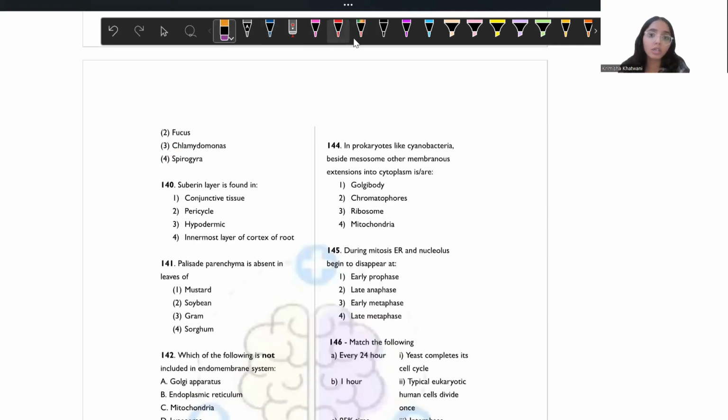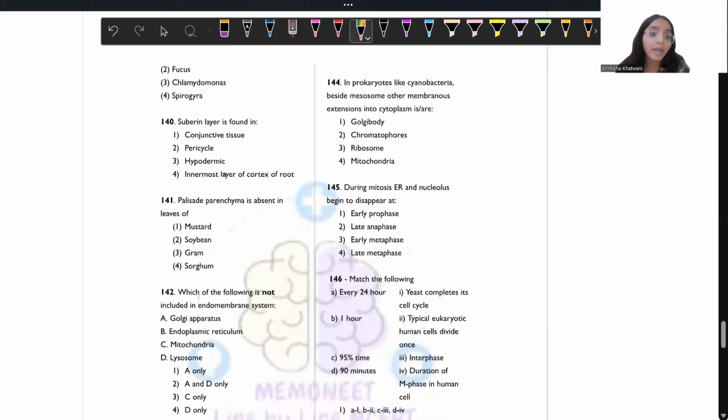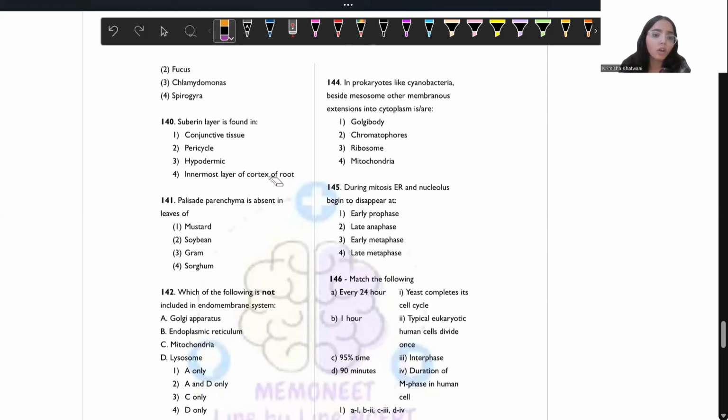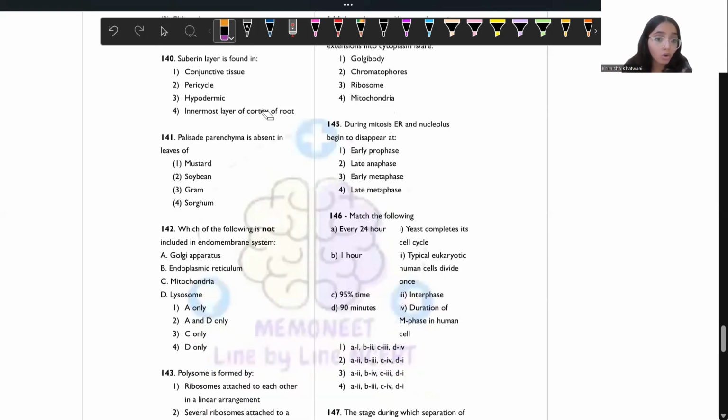Let us see 141. What is 140 saying? 140 is saying suberin layer is found in endodermis. What is endodermis? The innermost layer of cortex of root. So the answer is the fourth option. Let's see next, 141. Palisade parenchyma is absent in sorghum. Sorghum is a monocot leaf. It does not have differentiation of parenchyma into spongy and palisade parenchyma.